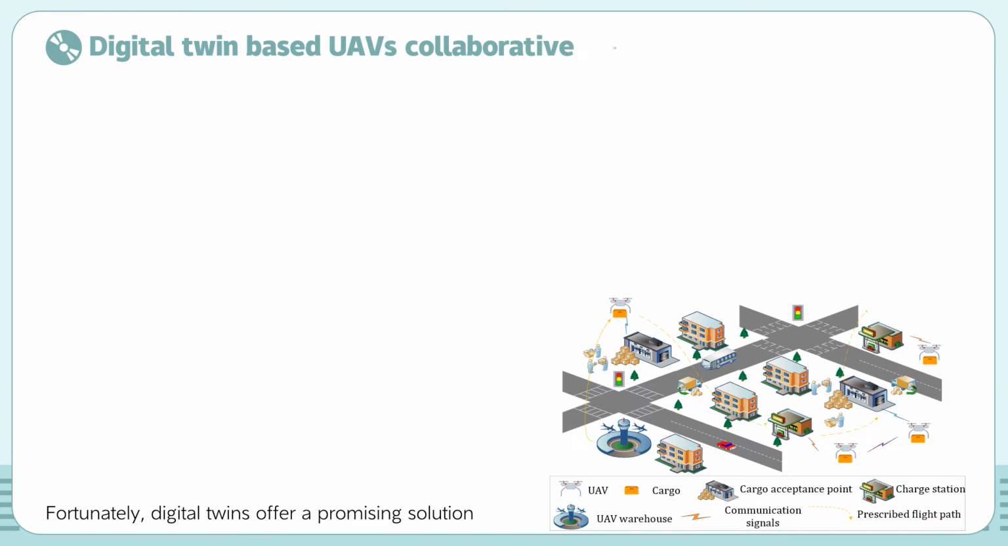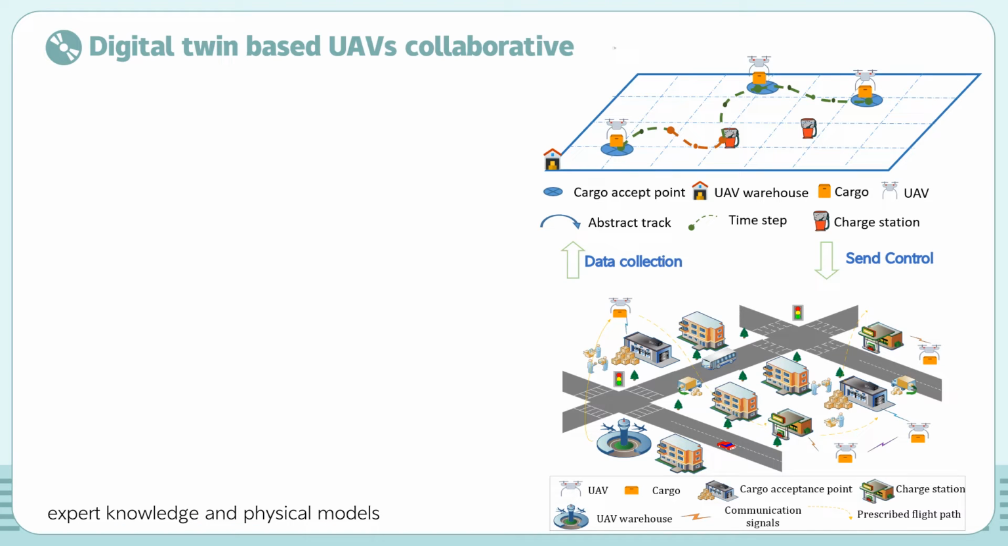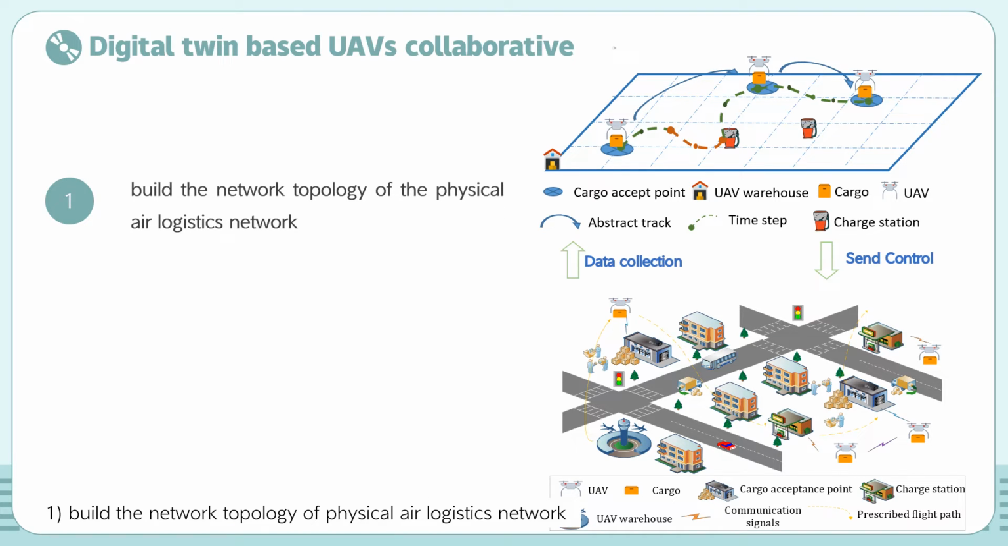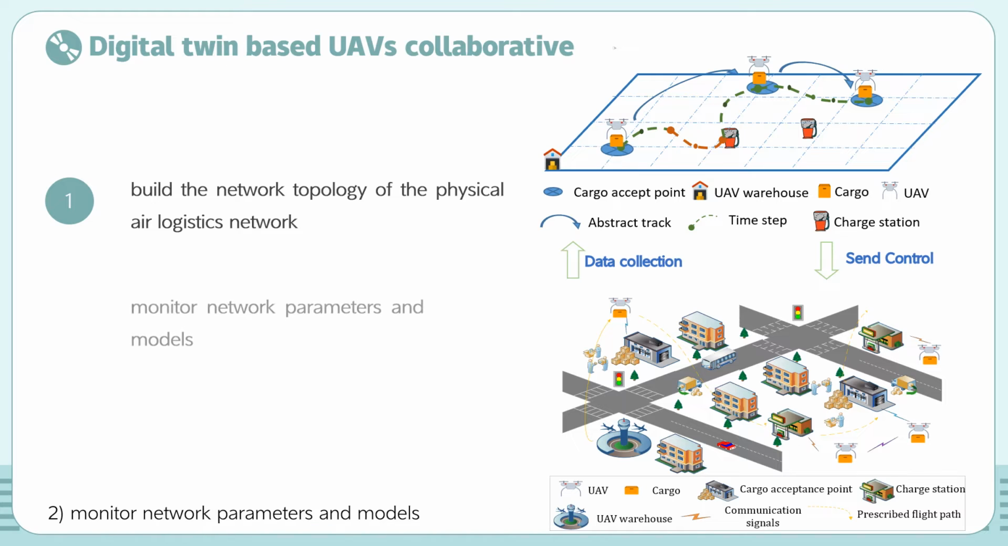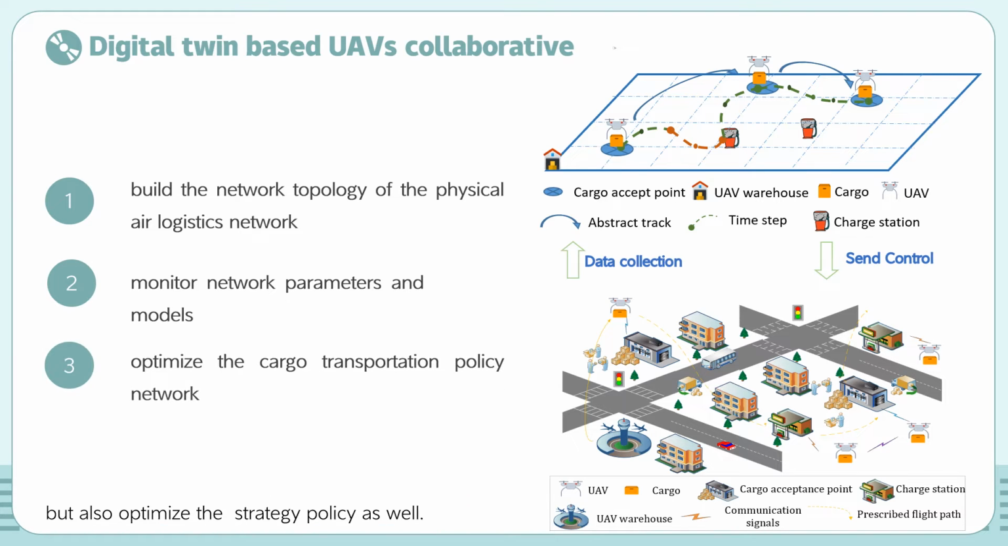Fortunately, digital twins offer a promising solution. The digital twin network builds high-fidelity virtual models based on expert knowledge and physical models. In our DTN, we can use digital twins not only to build the network topology of the physical air logistics network, monitor network parameters and models, but also optimize the strategy policy as well.